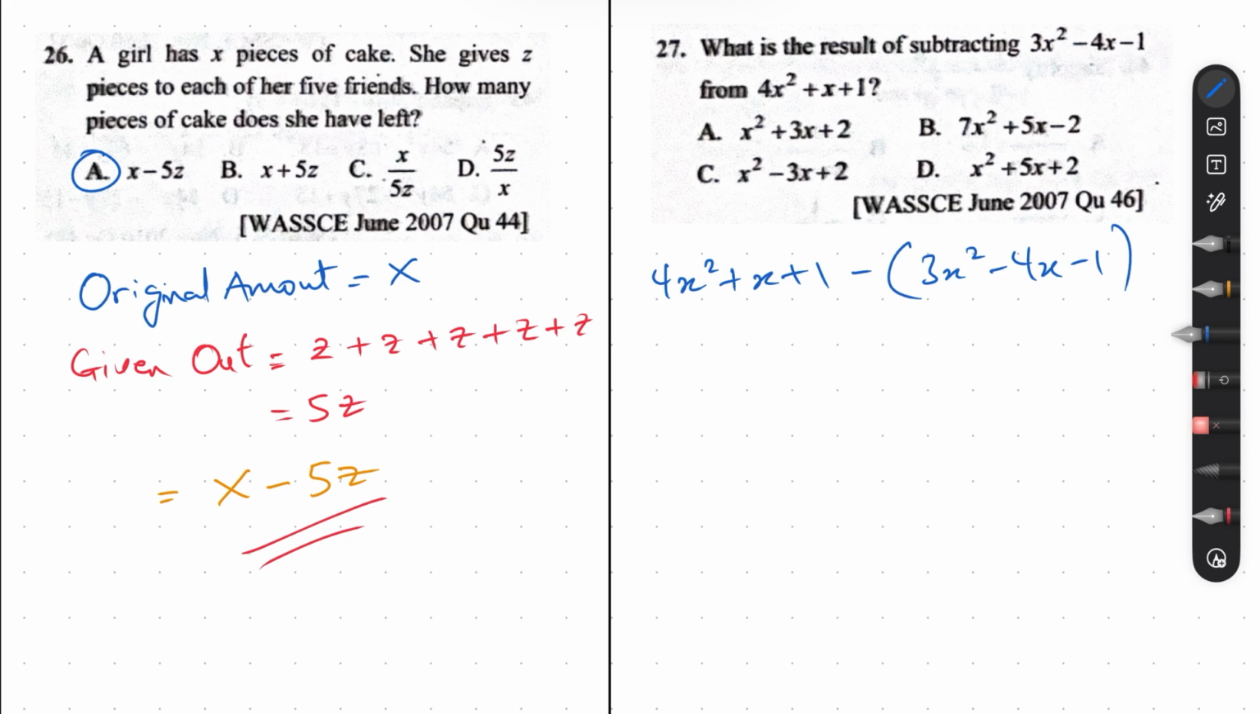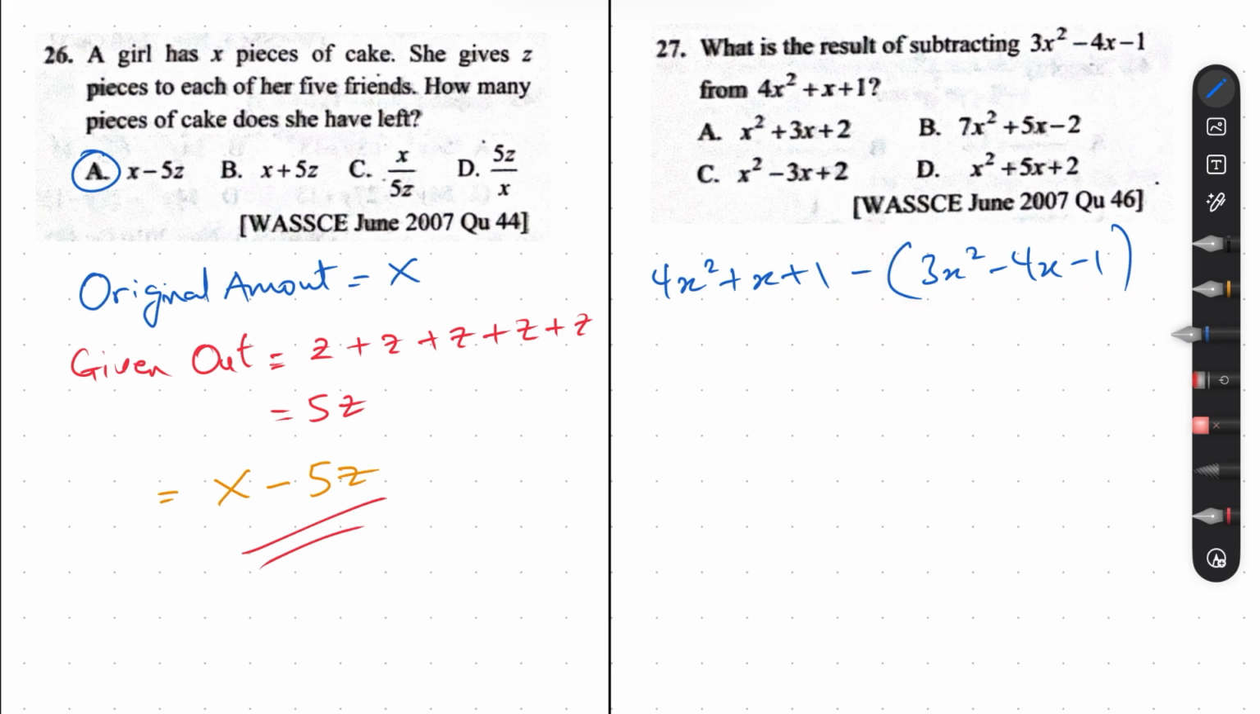Be careful. You have to put this in a bracket because the subtraction here is affecting everything in the bracket, not just the 3x squared. This is a whole expression, so the subtraction applies to the whole expression, affecting every term. So now let's expand this bracket, and be careful of the minus sign.